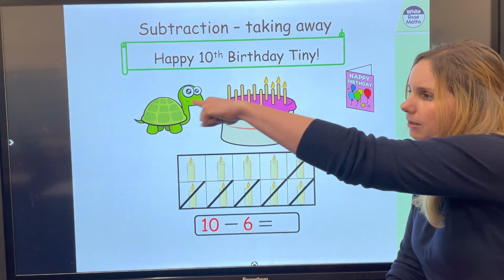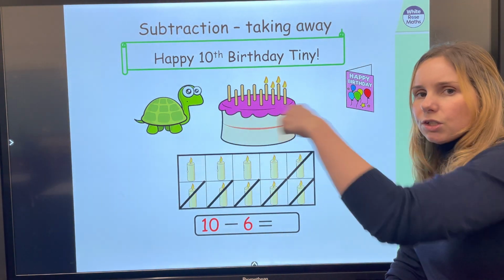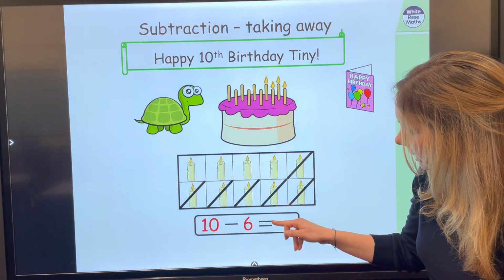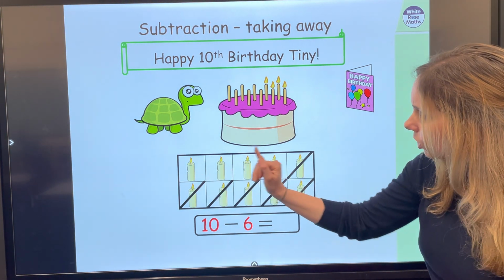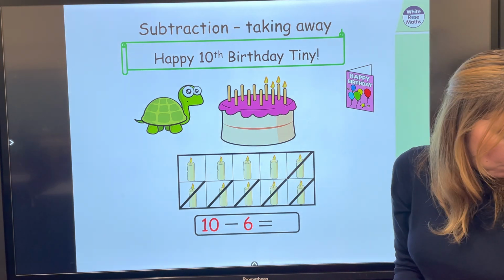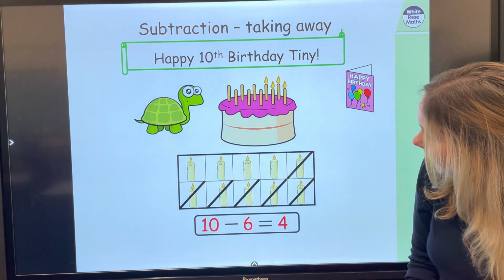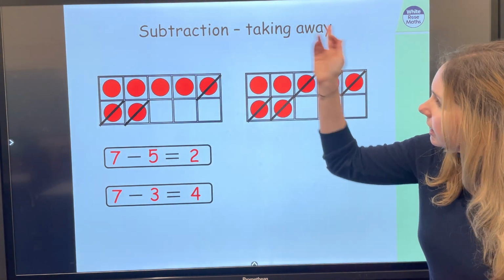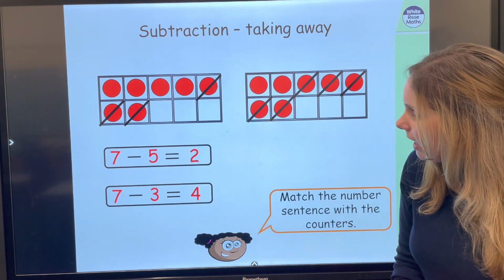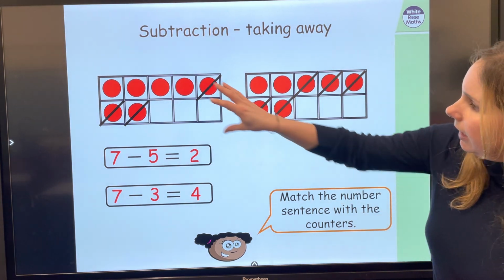Have a go at drawing that. Okay, just one line, subtract, take away, 6 equals, and then you count how many are left. 1, 2, 3, 4. Okay, let's have another look. Subtraction, taking away.